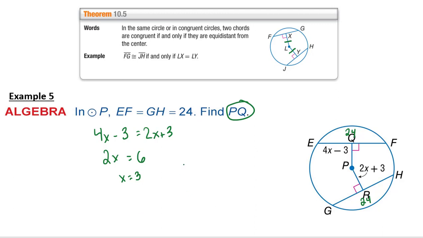Remember, I'm trying to find PQ. Okay, there's PQ. It is 4 times 3 minus 3. That's equal to 12 minus 3, which is 9.